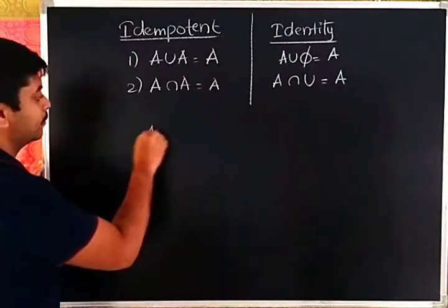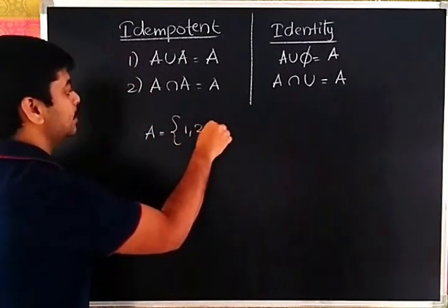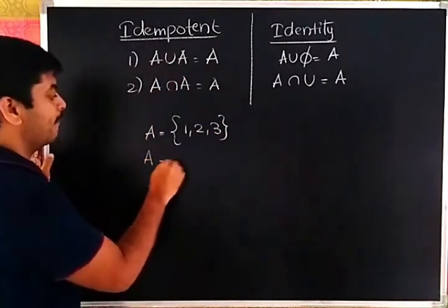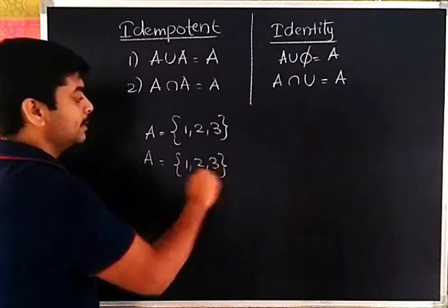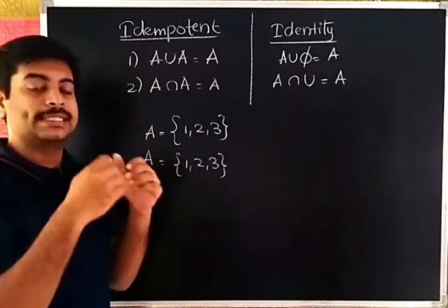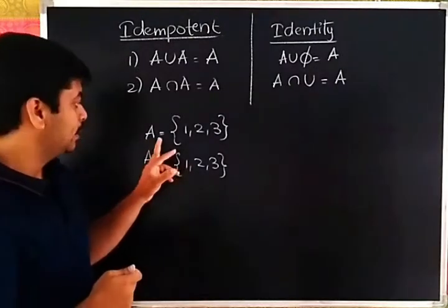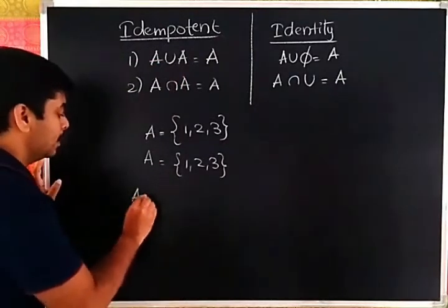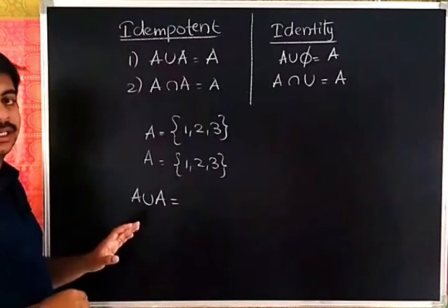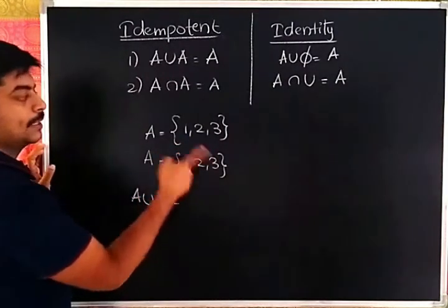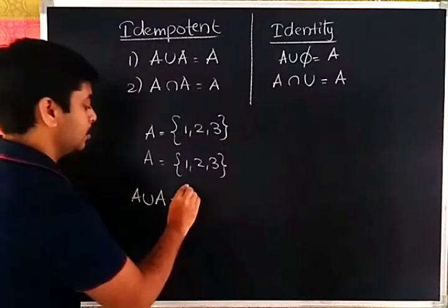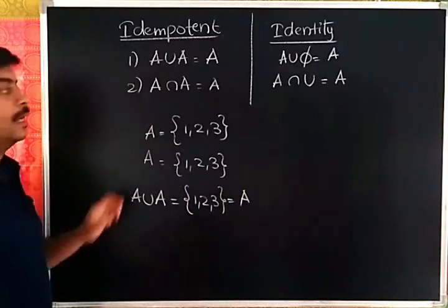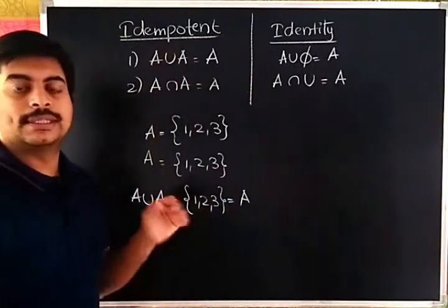Let us take one example. Set A consisting of the numbers 1, 2, 3. A union with A. So once again, you have a union with the same set. Union means you need to take all the elements present in all the sets. So A union A. What is that? All the elements present in both the sets 1, 2, 3 as well as 1, 2, 3 again. So you get the same set again, that is 1, 2, 3, which is simply nothing but A. A union A is equal to the same set A.